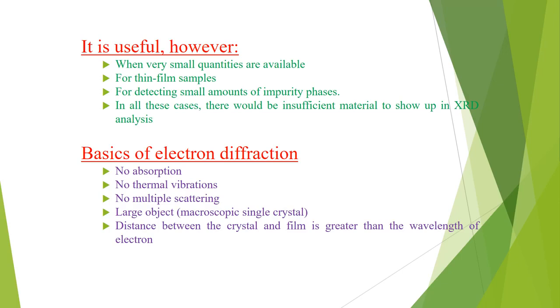Here are the basics of electron diffraction. In electron diffraction, no absorption occurs, no thermal vibrations are created, there is no multiple scattering, there is a large object, a macroscopic single crystal study, and the distance between the crystal and film is greater than the wavelength of the electron.